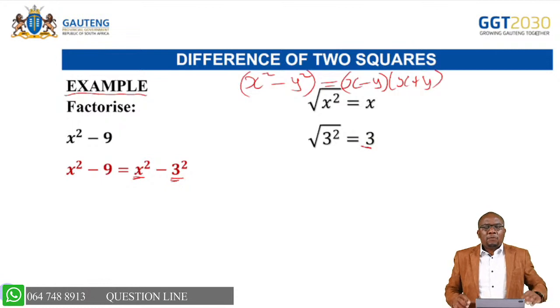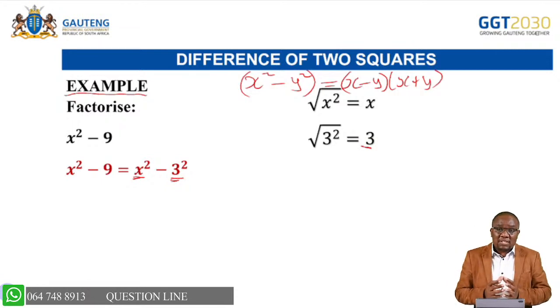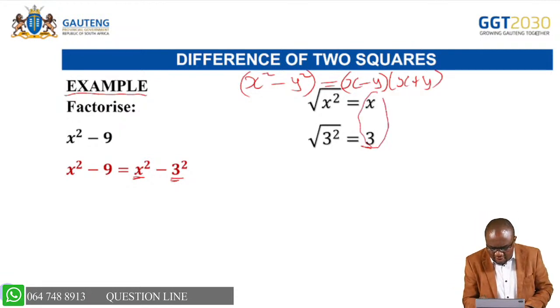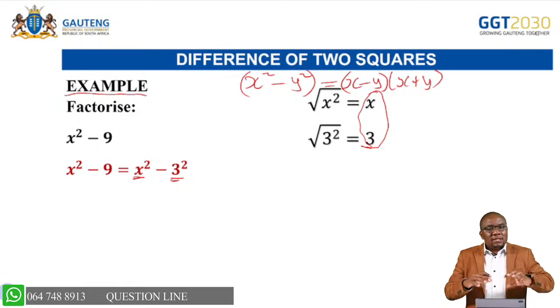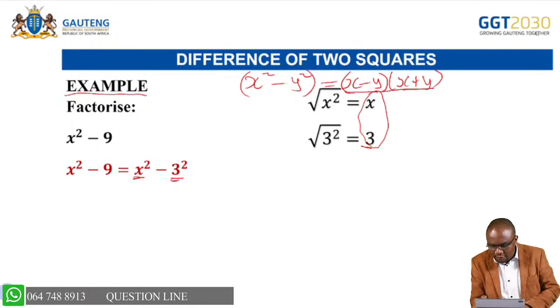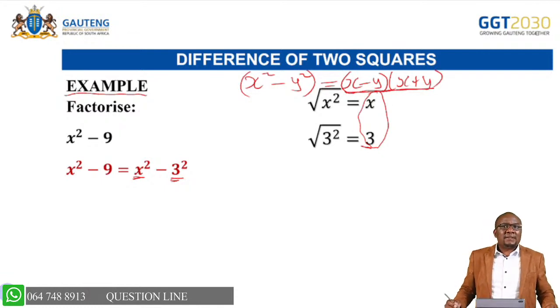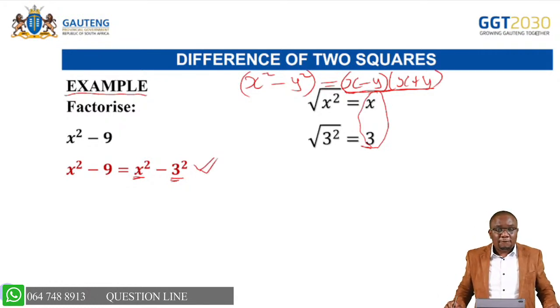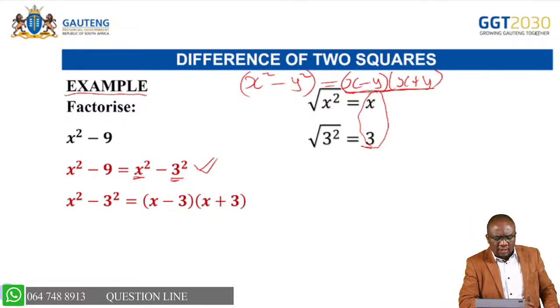Now, we have found the square root of x squared, which is x, and the square root of 3 squared, which is 3. So these two terms will create our two brackets: x minus 3, x plus 3. That's what we get when we factorize the difference of two squares. Write the answer before I show you. Let's factorize x squared minus 9. What do you get? x minus 3, x plus 3. Very good.